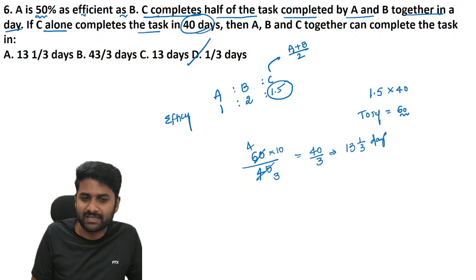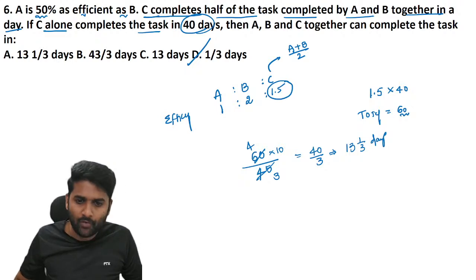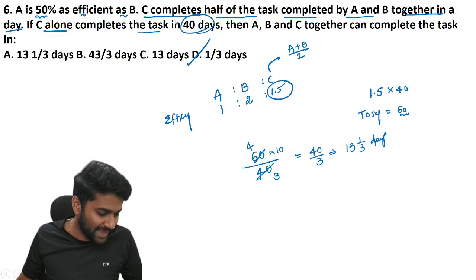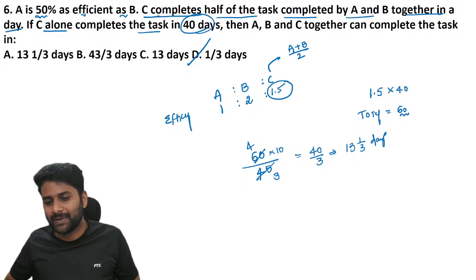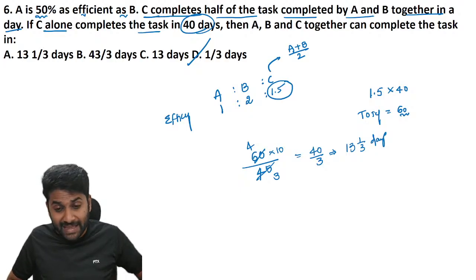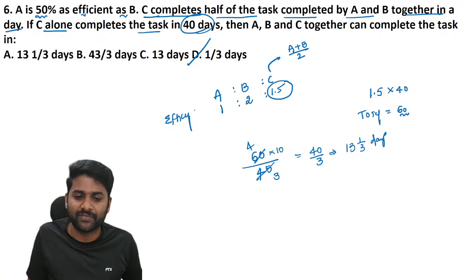So you have to understand this point. C completes half of the task completed by A and B together. It means in a day, if A and B complete 3 units, then C completes only 1.5. In a day is all about efficiency.